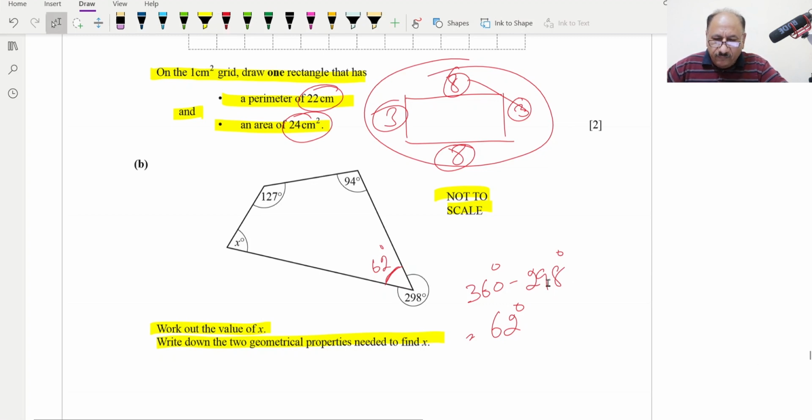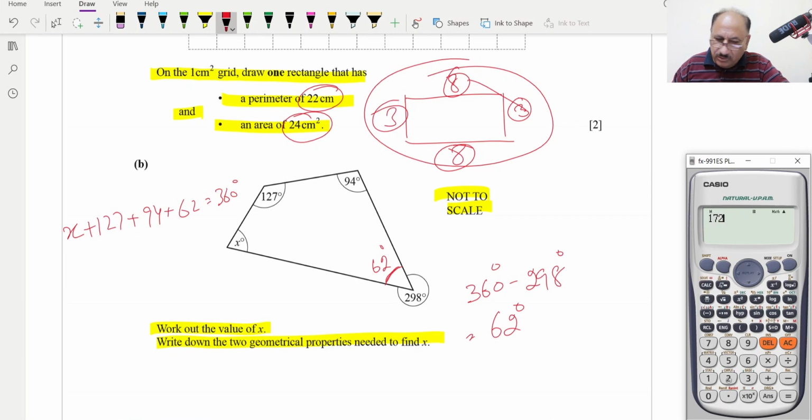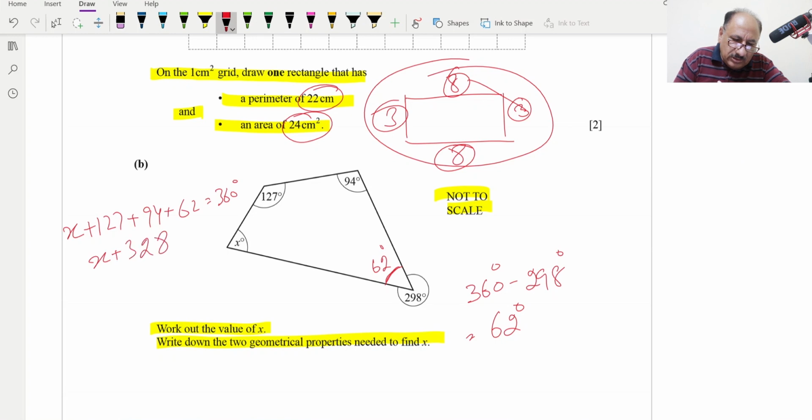Now we know that the interior angles of a quadrilateral add up to 360 degrees. So we can show here x plus 127 plus 94 plus 62 is equal to 360 degrees, and we can add these three angles. 172 plus 94 plus 62 is equal to 328. So x plus 328 is equal to 360 degrees, and these are all degrees.